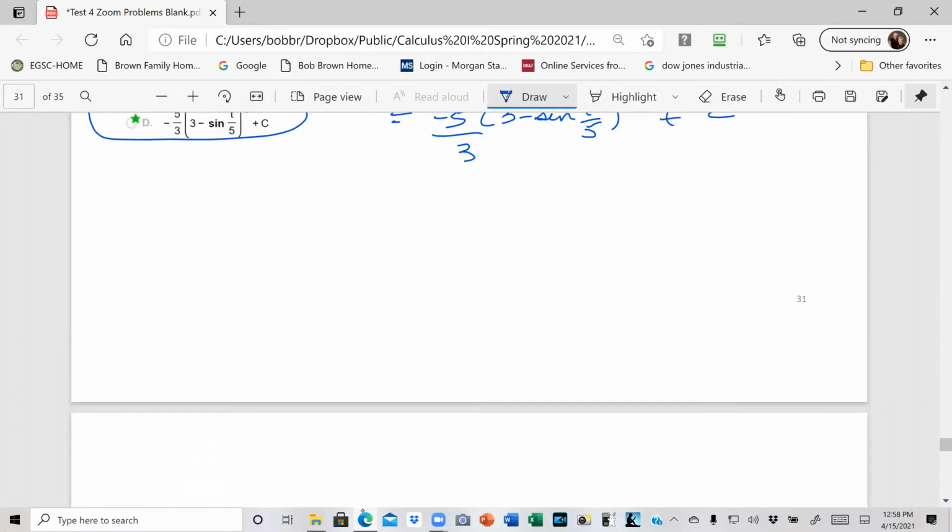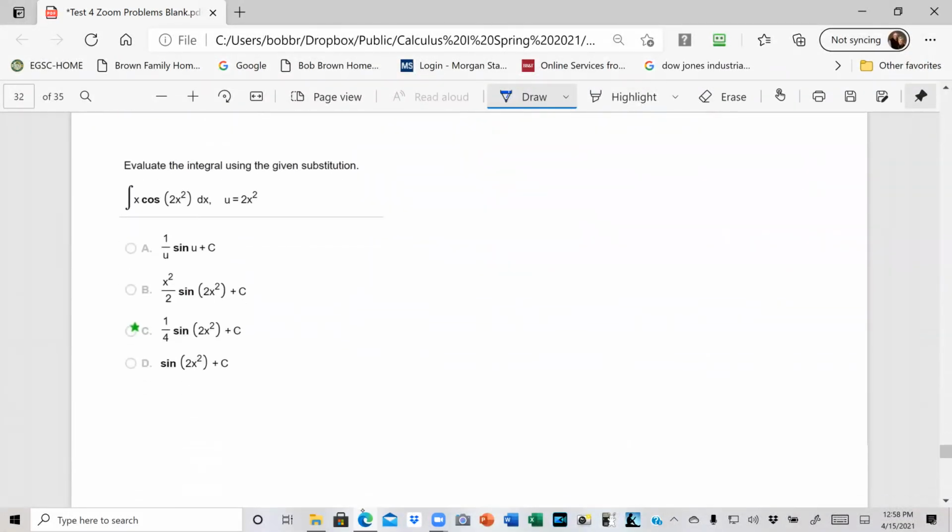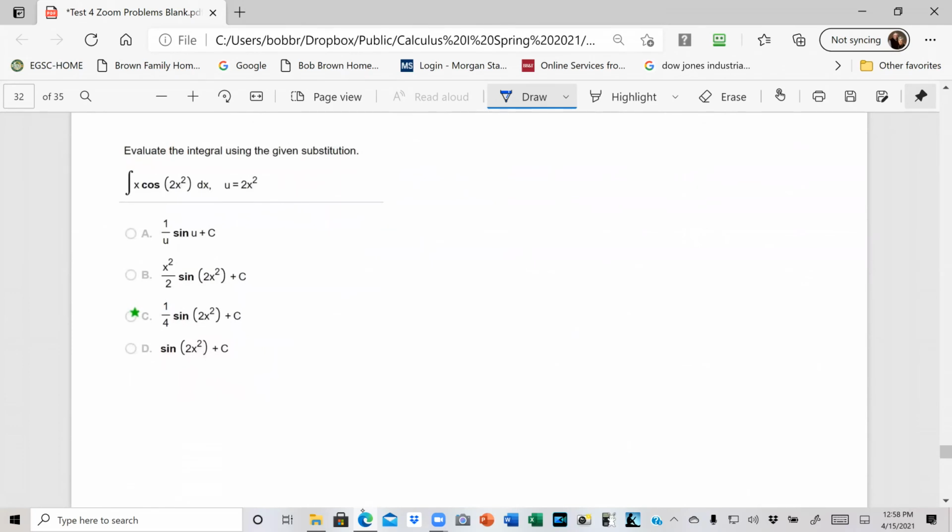Now we have another one. We're even given the substitution. If we're going to use u equal 2x squared, notice du dx is 4x. So we see x sitting here, so we're only off by a factor of 4. So let's do the substitution.